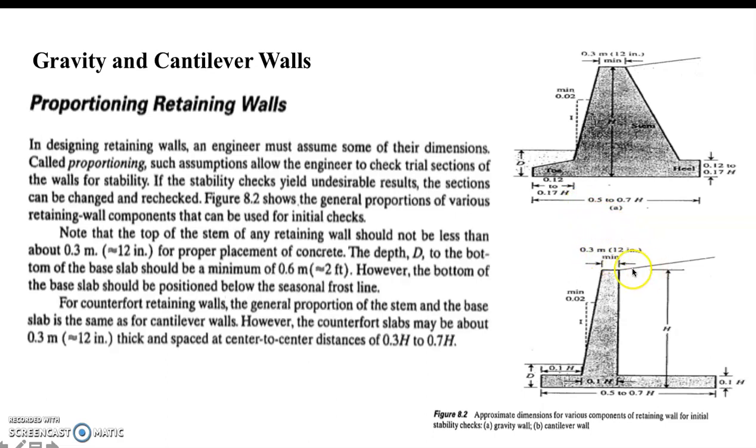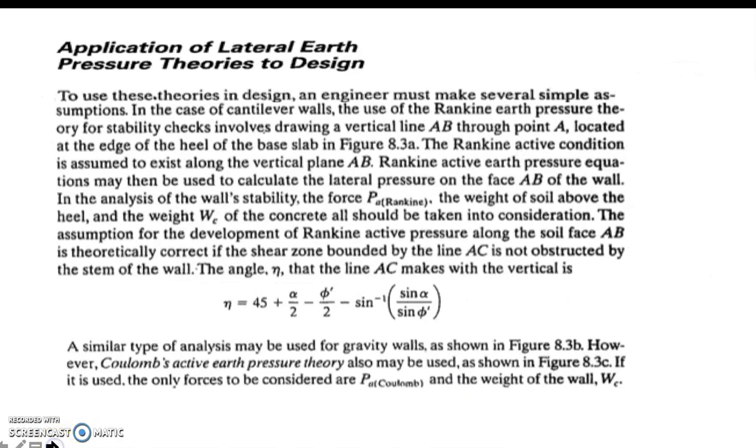For our counterfort retaining wall, the general proportion of the stem and the base slab is the same as for cantilever walls. So basically, cantilever and counterfort walls would have the same general proportion for the stem and the base slab. However, the counterfort slab may be about 0.3 meters thick and spaced at center to center distances of 0.3 h to 0.7 of h.